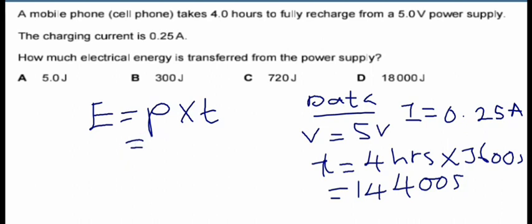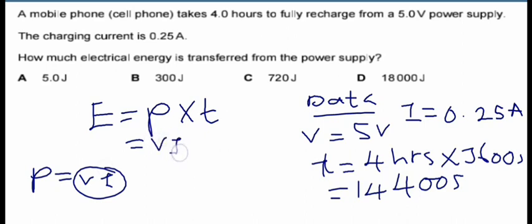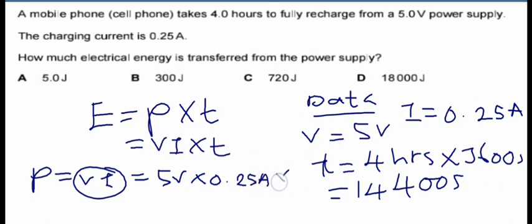In the place of power, the formula for power is power equals voltage multiplied by current. So in the place of power, we can just say voltage multiplied by current multiplied by time. Voltage we have 5 volts, then current we have 0.25 amps. Then the time is this one here, so we need to put it here.